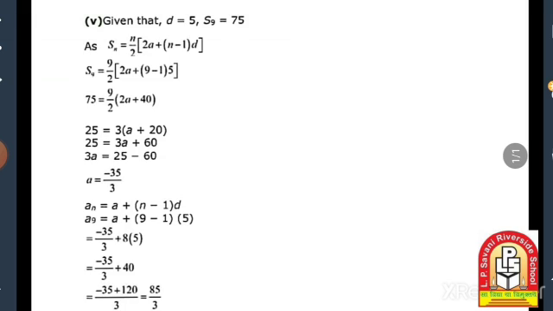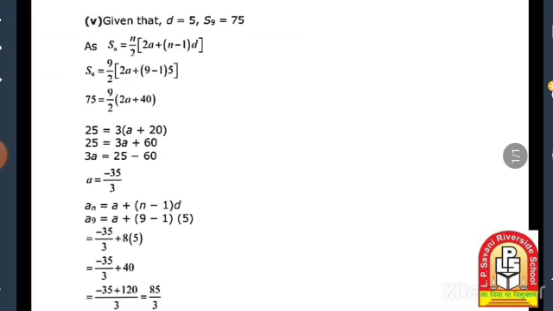Let's solve another example. Given that d is equal to 5 and S9 is equal to 75. Here they give us two terms, d is equal to 5 and S9 is equal to 75. By using that we have to find the arithmetic progression from these two terms.